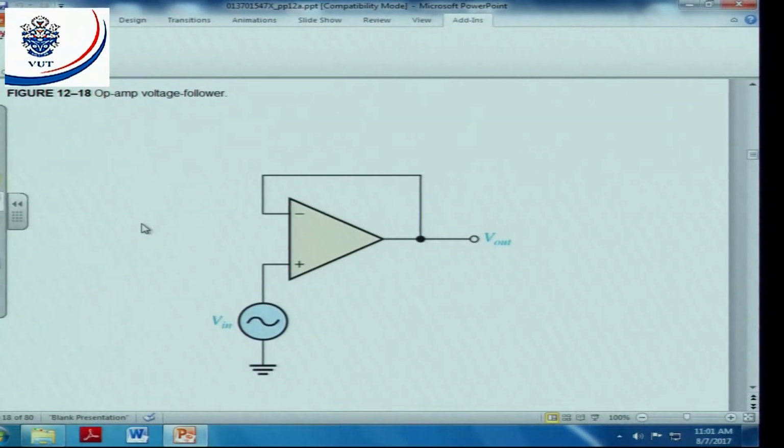All right, in the books, that is on page 606. Figure 12.18, that's the voltage follower. All right, here's the voltage follower. Let's have a look at the circuit.